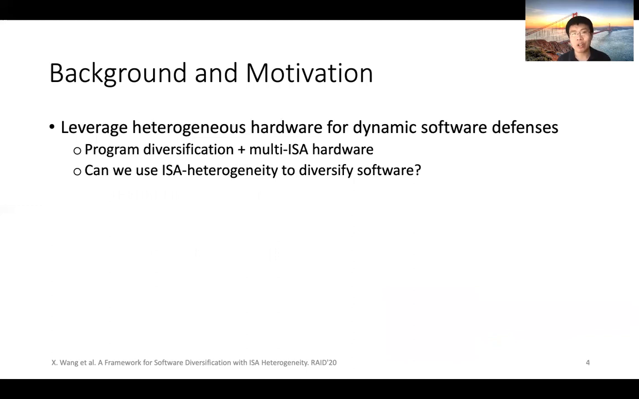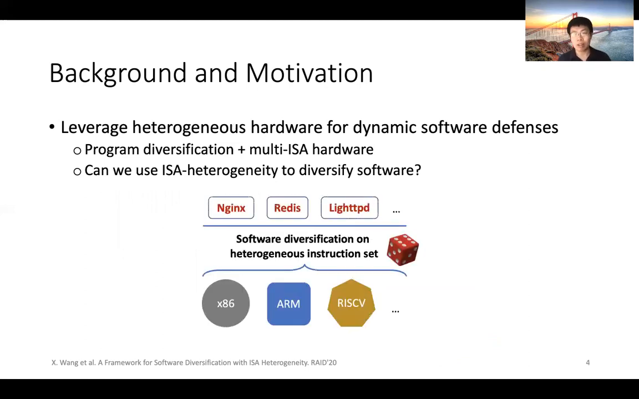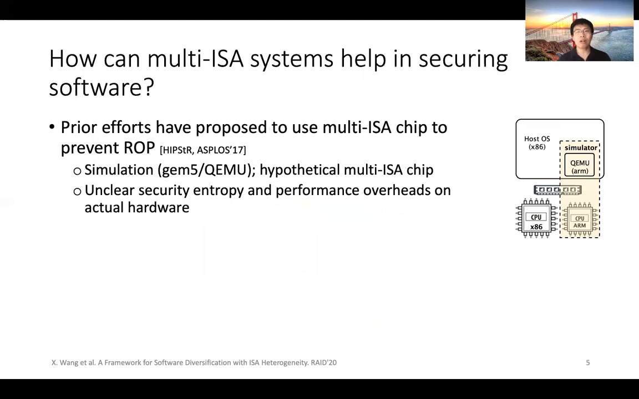Can we just leverage this heterogeneous hardware for dynamic software defense? The big picture is, can we run those server applications on top of a heterogeneous ISA environment and randomly select and change the execution path or run diversified applications? So the question is, how can those multi-ISA systems help in securing the software?